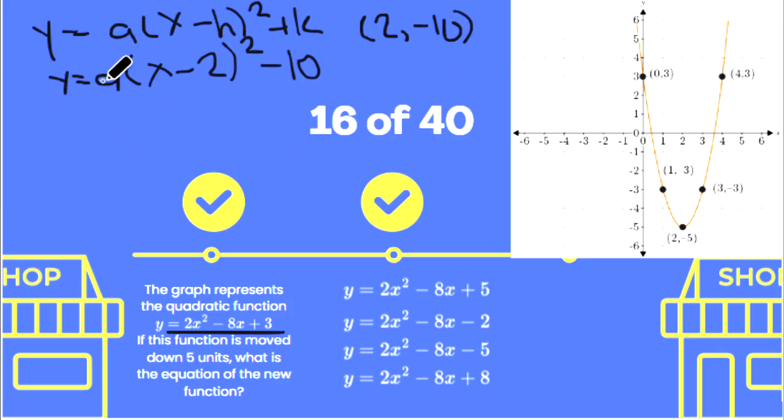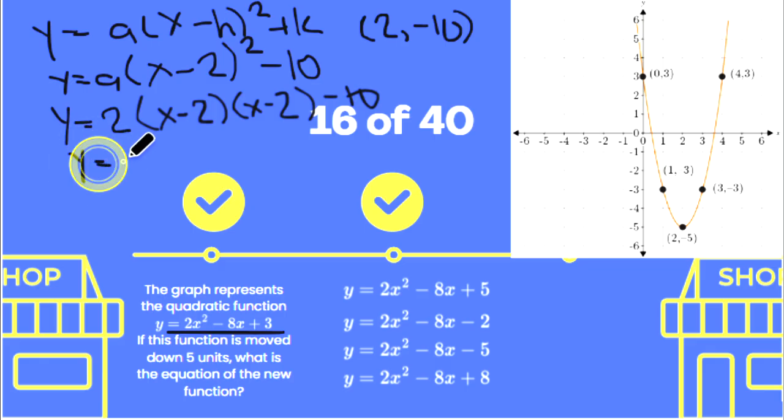Now we need to figure out what a is, but we can already look because this is a, b, and c. So a is 2. We don't have to solve for a. We can go y equals 2 times (x minus 2) squared, and (x minus 2) squared is (x minus 2) times (x minus 2), so I'm just skipping that step. Minus 10. Let's continue solving.